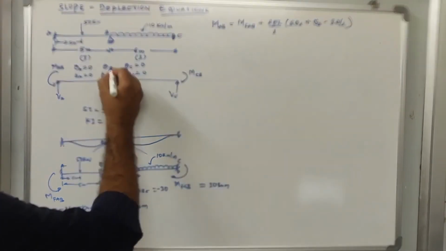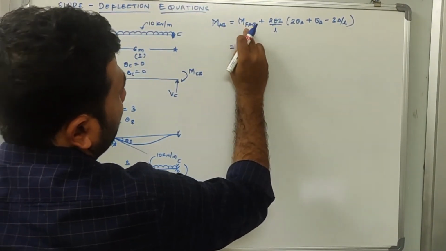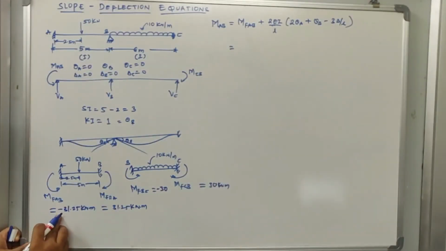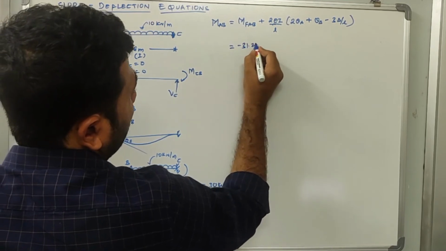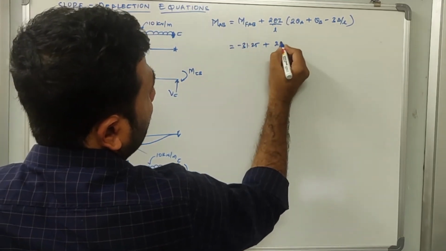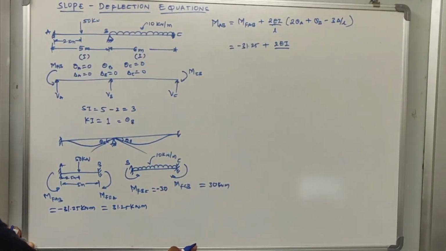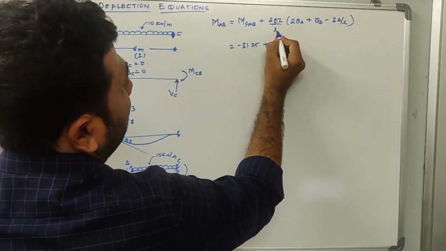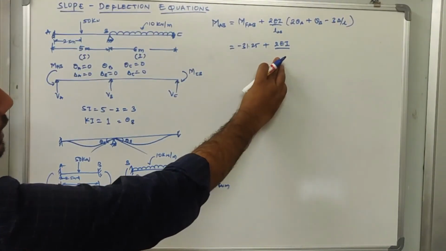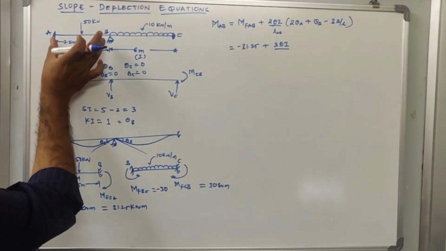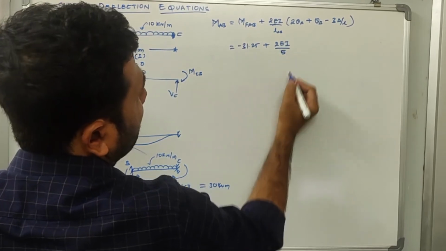From these equations, first we'll go back to MFAB. What is the value of MFAB? MFAB is minus 31.25. I'm going to substitute it here: minus 31.25 plus 2EI divided by L. What is the value of L? Here this should be LAB. Whatever member we are considering, that should be the length I consider here. If this is my AB, what is the length of member AB? It is 5 meters, right? So let me substitute this as 5.